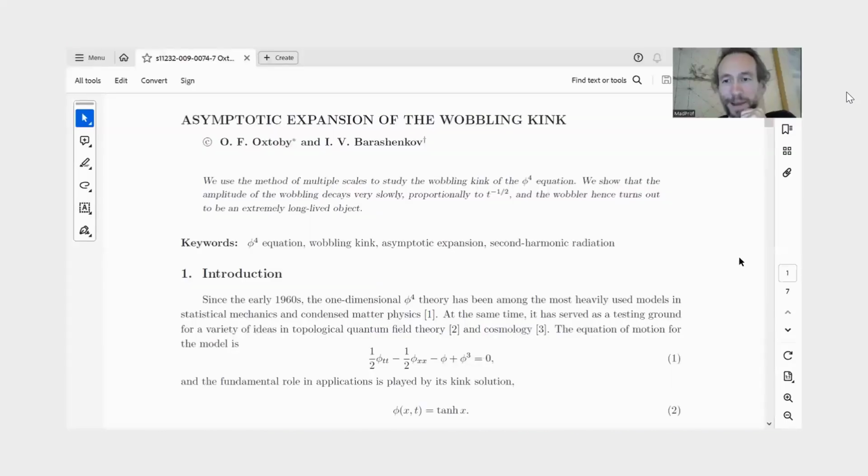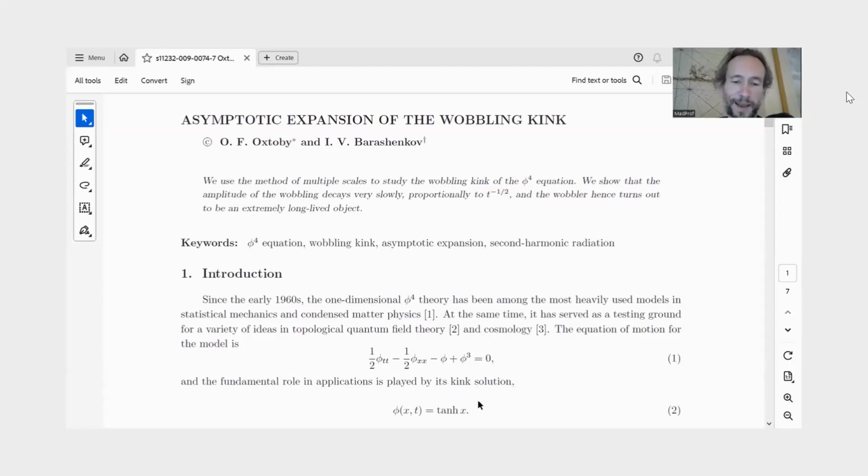This is a paper by Oxtoby and Barashenkov about what's called a wobbling kink. So a kink is another kind of soliton or a solitary wave. It's a wave that moves, also a wave that moves with a constant speed. And if you look at this equation 1 that appears here, it's another PDE. Now it's a second order PDE. It's actually a relativistic PDE, and it's one of the simplest examples of a relativistic field theory in one space dimension. It's called the phi to the 4th theory.